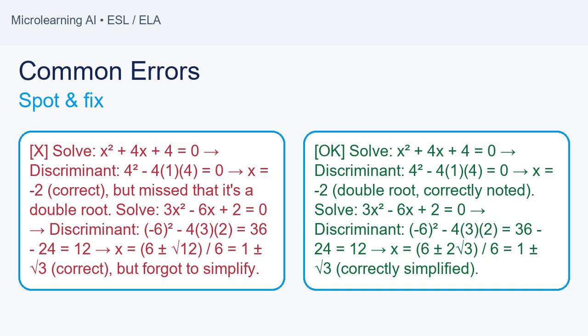Correct versions are: solve x squared plus 4x plus 4 equals 0. Discriminant: 4 squared minus 4 times 1 times 4 equals 0. x equals negative 2, double root, correctly noted. Solve 3x squared minus 6x plus 2 equals 0. Discriminant: negative 6 squared minus 4 times 3 times 2 equals 36 minus 24 equals 12. x equals 6 plus or minus 2 root 3 over 6 equals 1 plus or minus root 3, correctly simplified.